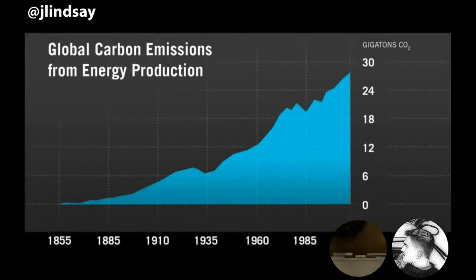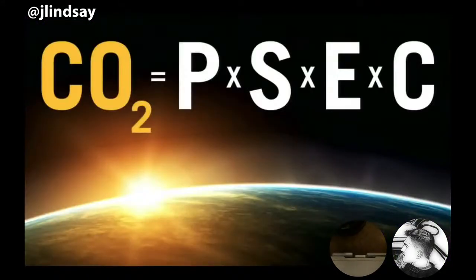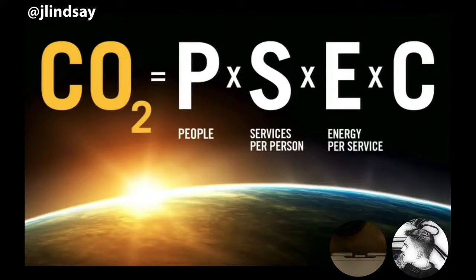So we have to go from rapidly rising to falling and falling all the way to zero. This equation has 4 factors, a little bit of multiplication. So you've got a thing on the left, CO2, that you want to get to zero, and that's going to be based on the number of people, the services each person's using on average, the energy on average for each service, and the CO2 being put out per unit of energy.